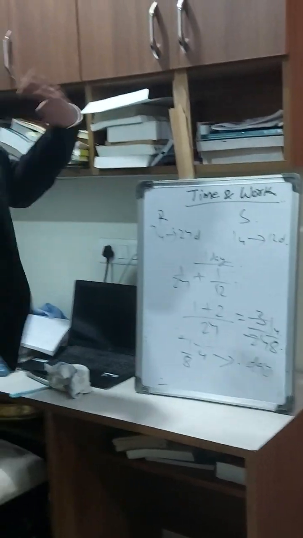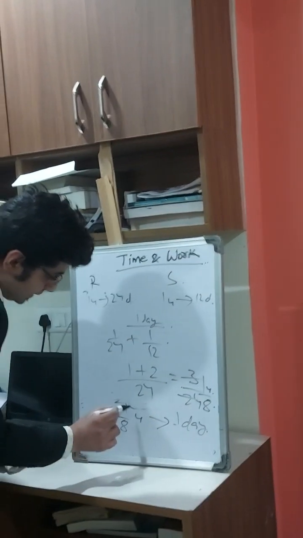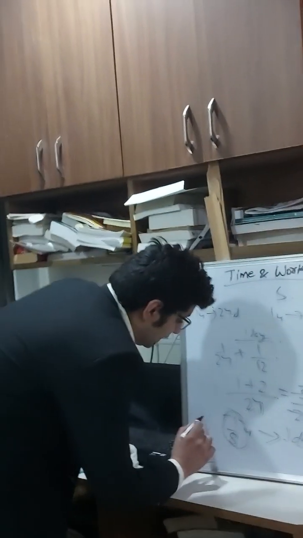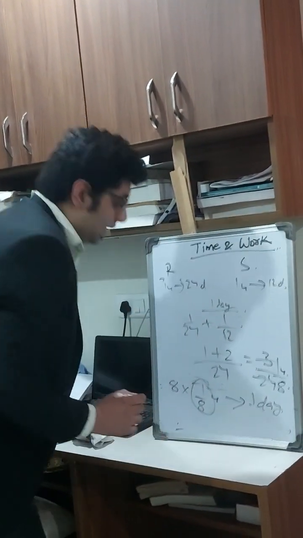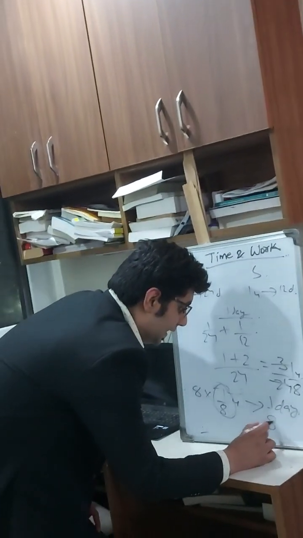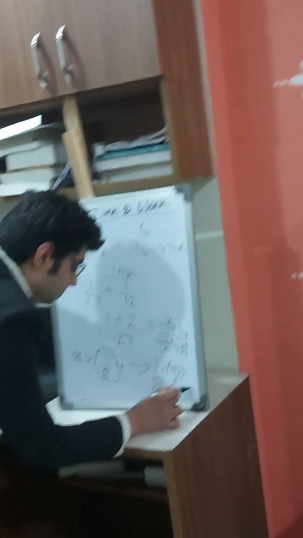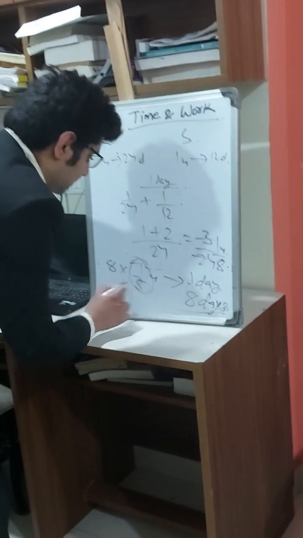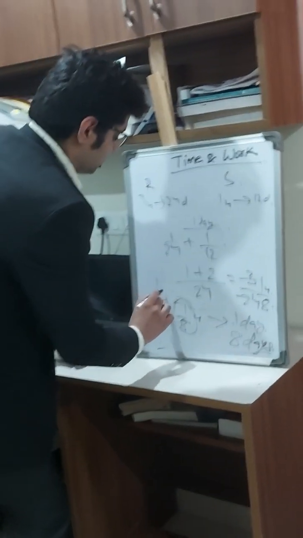So in how many days will they do 1 unit? Now we have to make this LHS 1 unit. So we multiply it by 8 and we have to do the same in the RHS also. So it will be 8 days. This would be the final answer. It will get cancelled and become 1 unit.